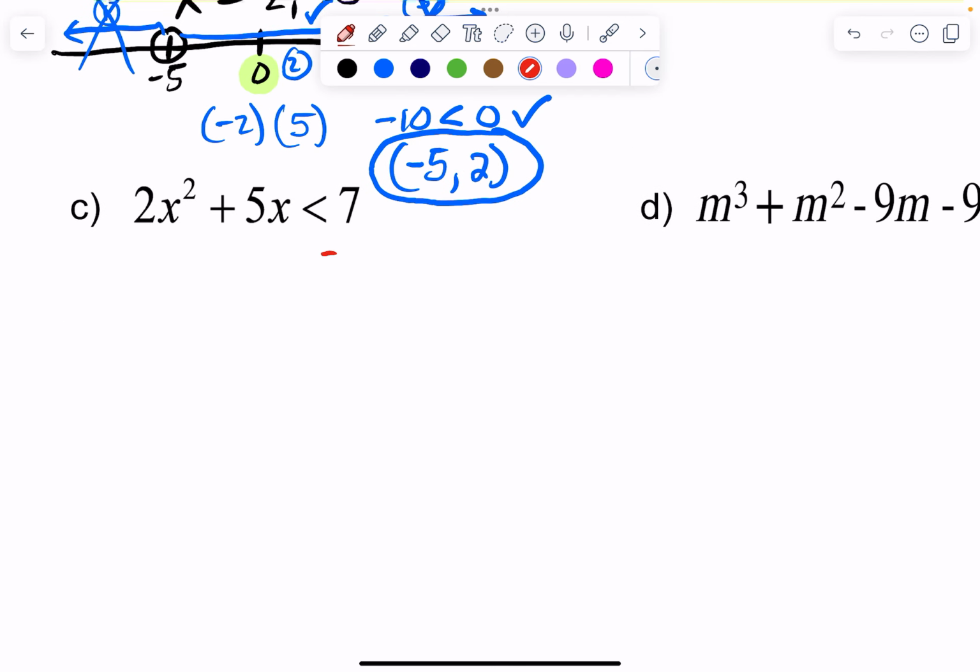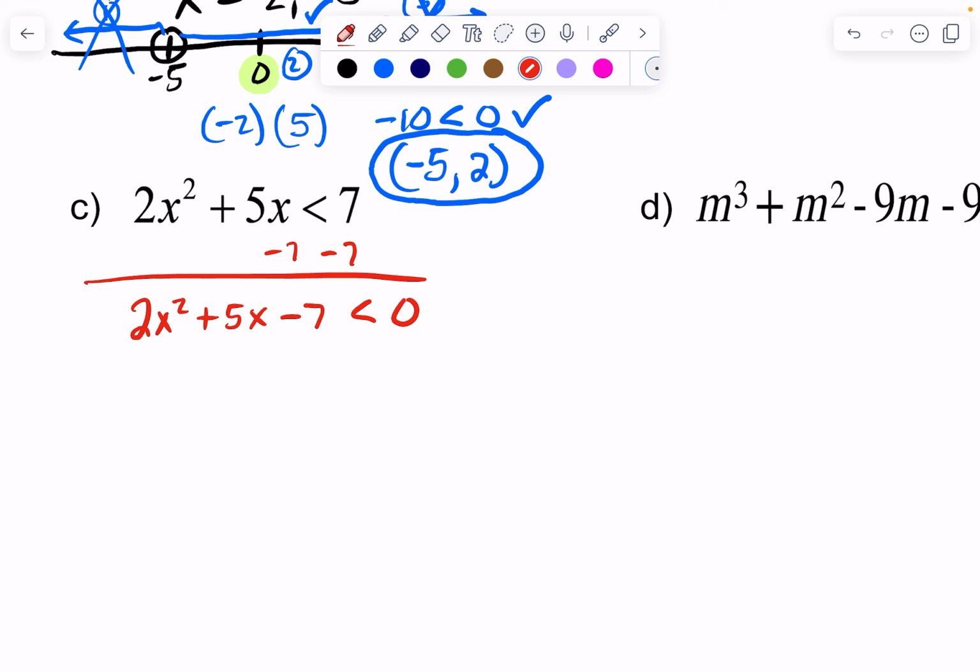Next, I'm going to go ahead and subtract 7 to both sides. I've got 2x squared plus 5x minus 7 is less than 0. Remember, if this stresses you out, you could use the quadratic formula if needed. But in this particular case, I'm going to go ahead and try to use the Cuban method.